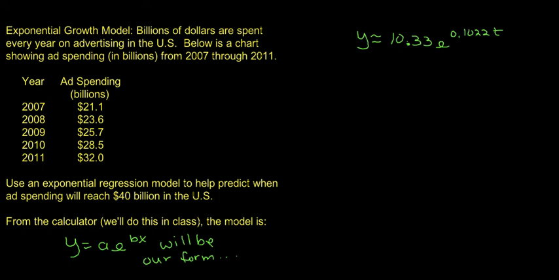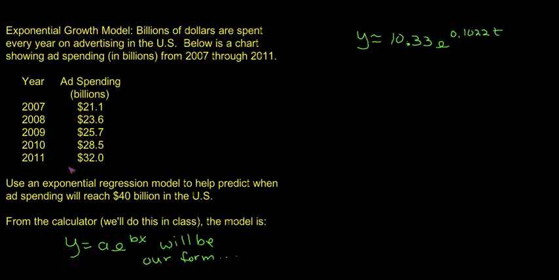So here's what the problem is going to be. Billions of dollars are spent every year on advertising in the United States. Below is a chart showing ad spending in billions of dollars from 2007 through 2011. So again, you can see the table here. In 2007, there were $21.1 billion spent on advertising and so on over the course of these 5 years.